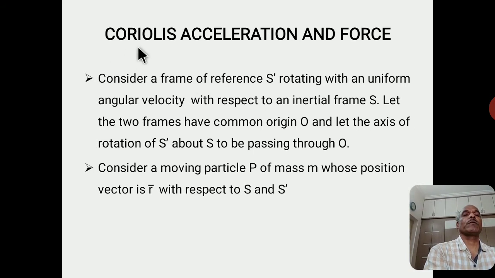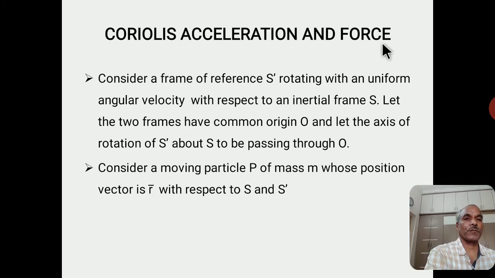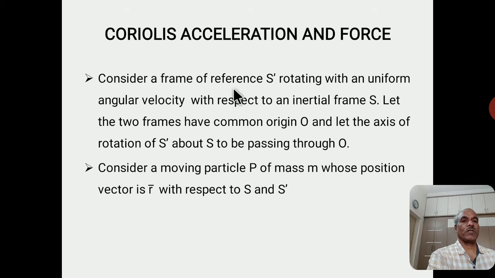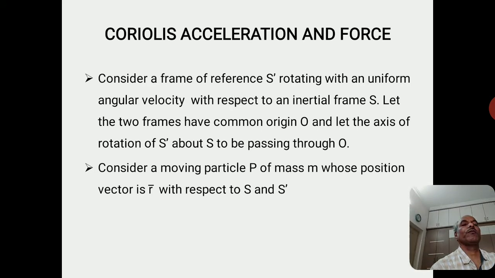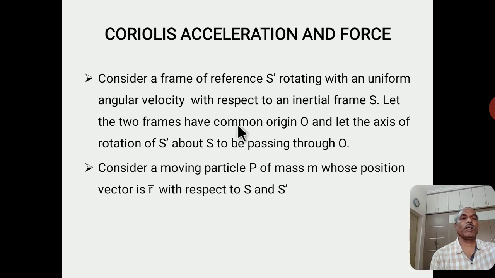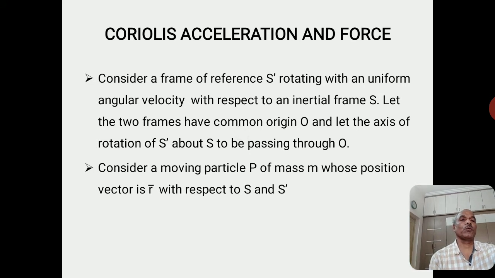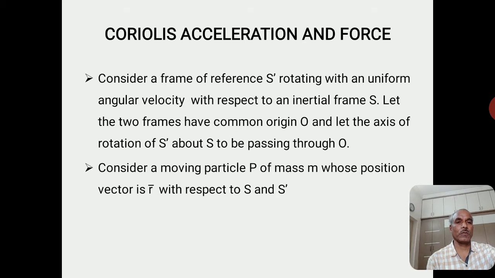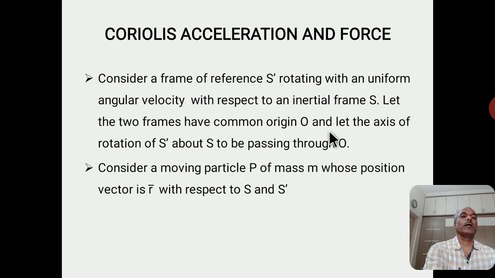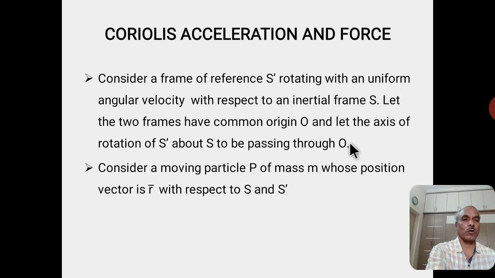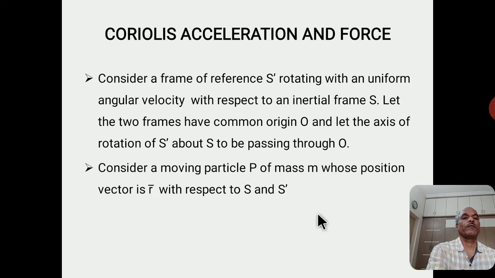So, to derive the expression for Coriolis acceleration and Coriolis force, let us consider a frame of reference S' rotating with a uniform angular velocity ω with respect to an inertial frame S. Let the two frames have a common origin O, and let the axis of rotation of S' about S pass through the common origin O. Consider a moving particle of mass m whose position vector is r with respect to S and S' frame.